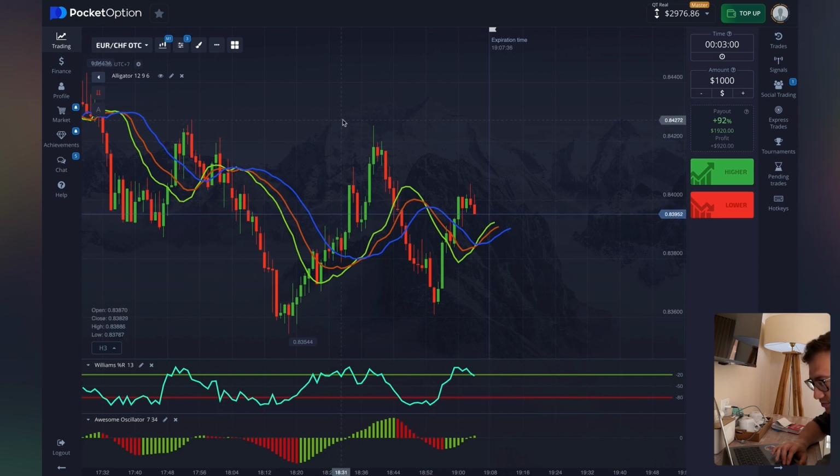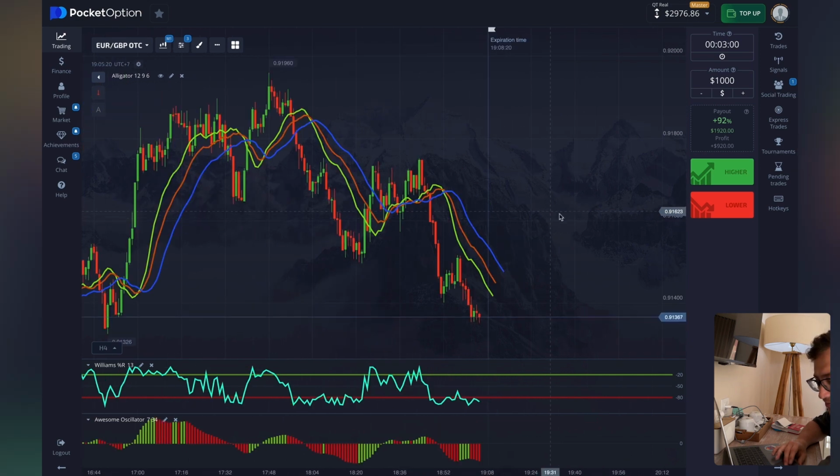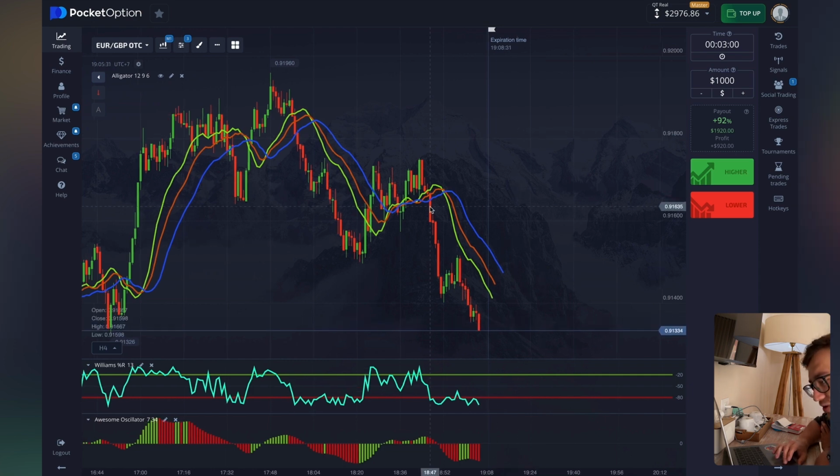We use this picture. In front of us is the currency pair Euro GBP. We absolutely understand it. Look at our indicators indicating that the movement will be very bearish. Let's enter into a downward trade. I will be entering a downward trade, guys.